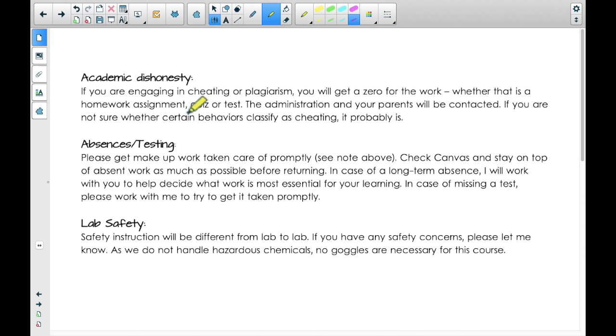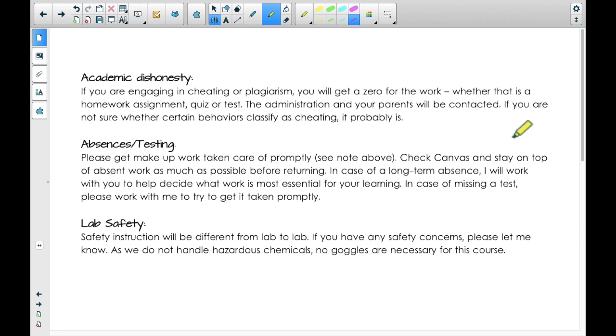I remember a minute ago I said, I'm really wanting to know, did you learn? So just scribbling down someone else's homework does not really help you learn. Quizzes and tests, though, if you are cheating on these quizzes or tests, and this will be both people, whether you're giving information or getting information, you will get a 0 for that quiz or test. The administration will be, I will let them know, and I'll let your parents know. And finally, if you're not sure whether it's cheating or not, it probably is.